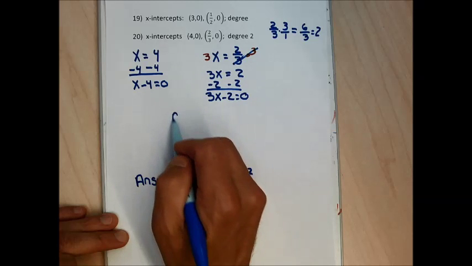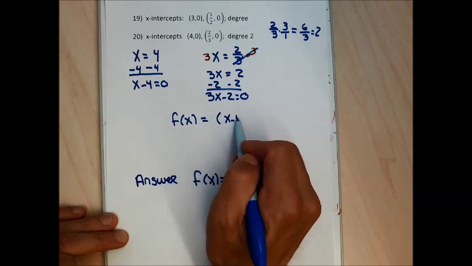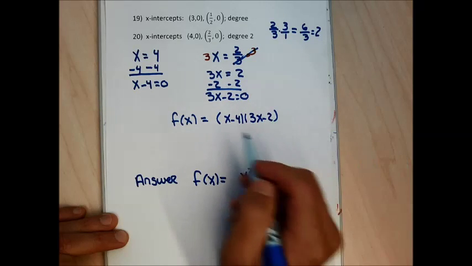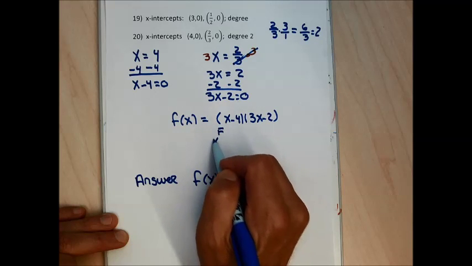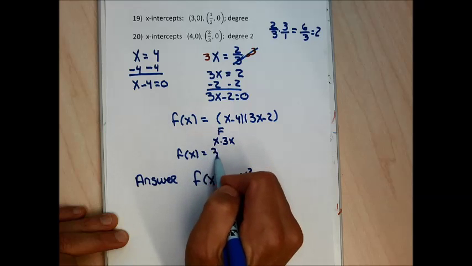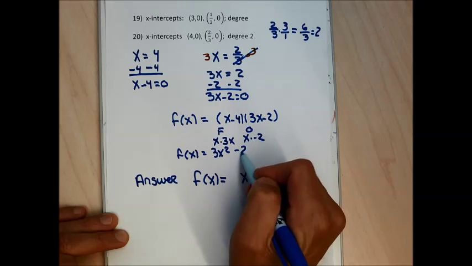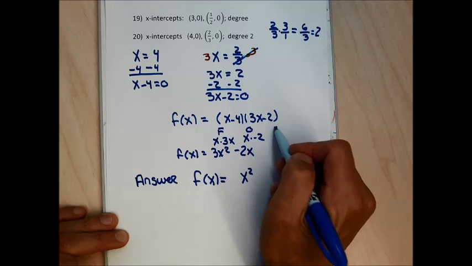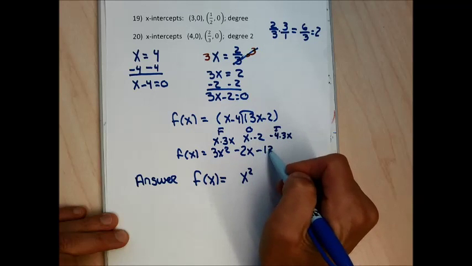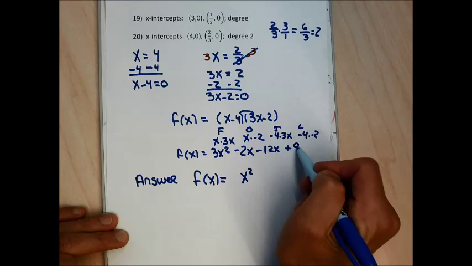So the function that I need to create is going to be the product of x minus 4 and 3x minus 2. I'm just going to FOIL to get my answer. The firsts are going to be x times 3x, which is 3x squared. The outers are going to be x times minus 2, which is minus 2x. The inners are minus 4 times 3x, which is minus 12x. And the lasts are minus 4 times minus 2, which is positive 8.